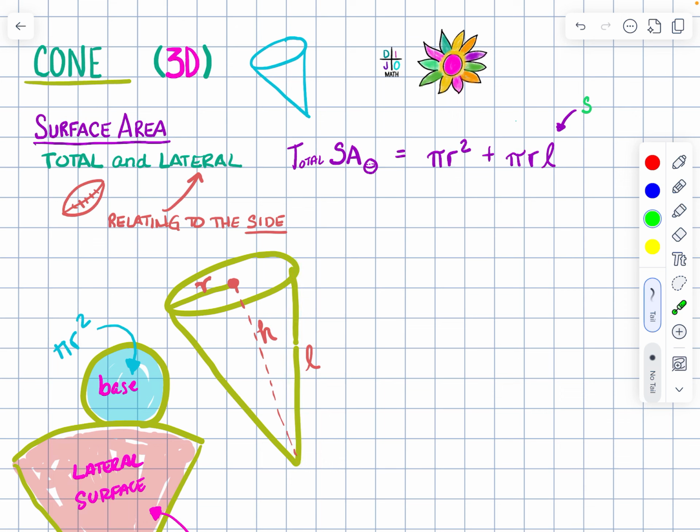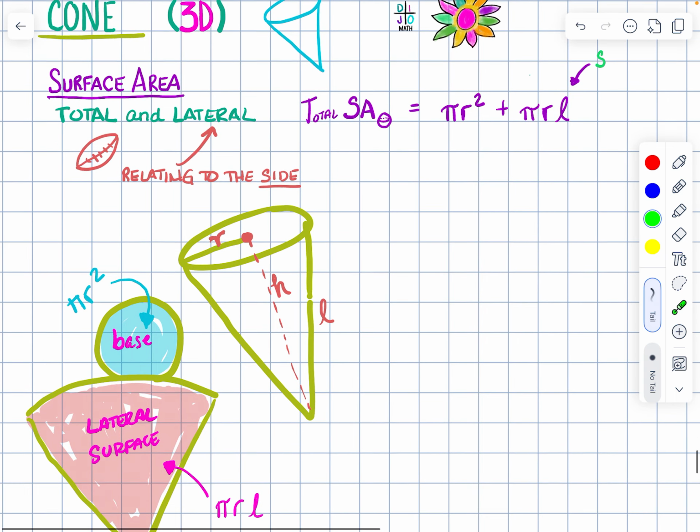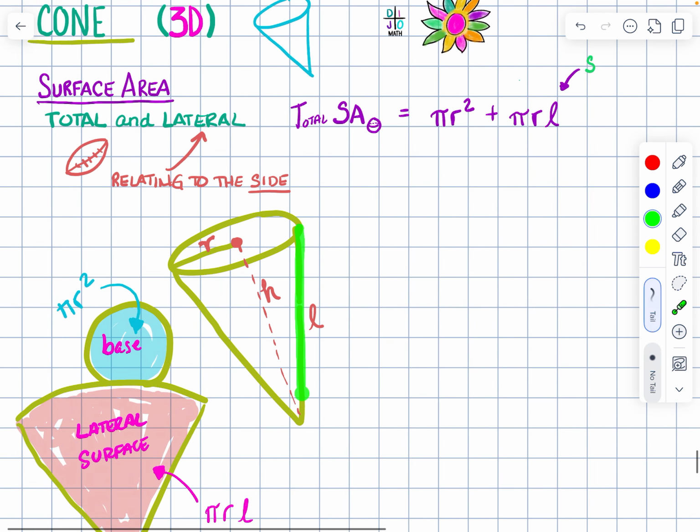When you're finding the volume of a cone, you're using this height, which is different. So really pay attention when you're looking at the diagrams that you're given to make sure you've got this height when finding surface area and this height when finding the volume.